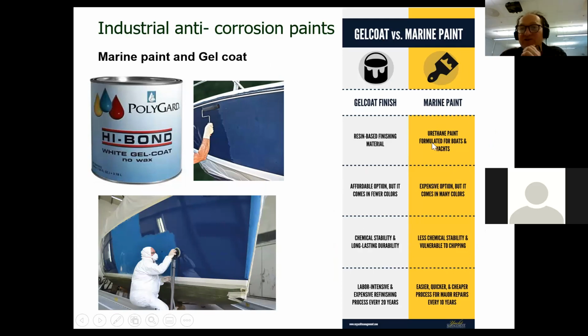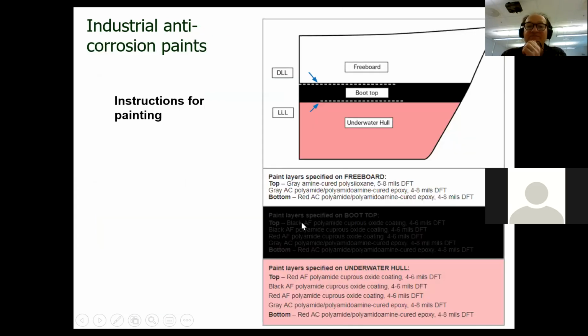I've given a little chart here which shows the pros and cons of different types of gel coat versus marine paint, and you can read this in your own time, but it gives you an idea of what types of parameters you might be looking for. You can also find, it's not difficult to find, instructions of how you put your paint on. And this is just one particular instruction I got from a company that makes paints.